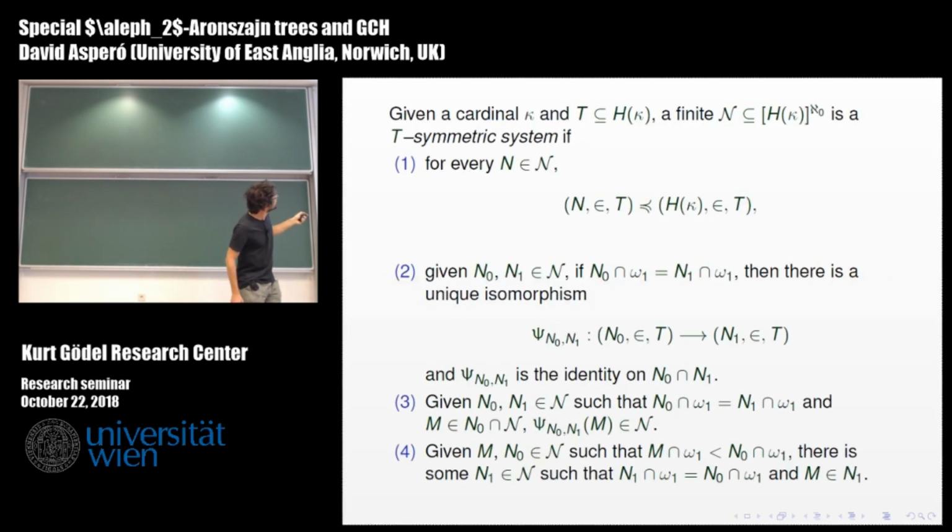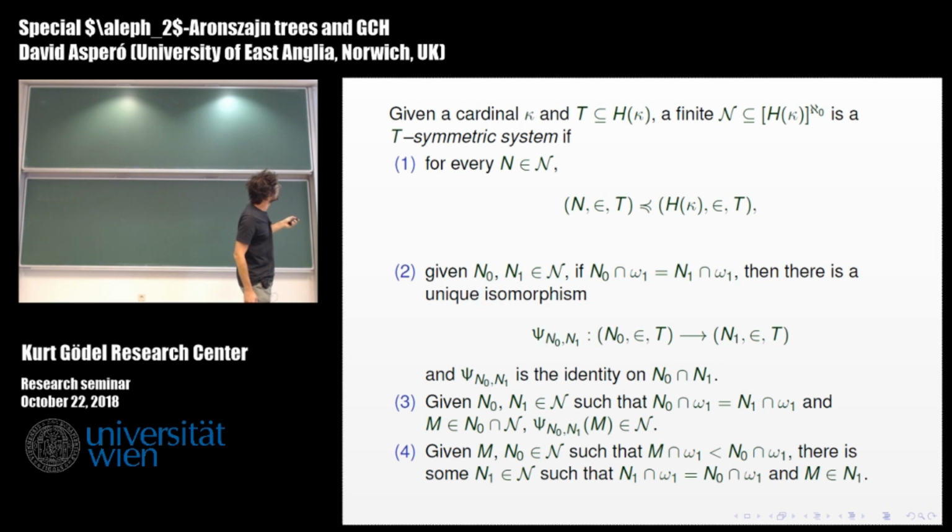So, a symmetric system is the following thing. You fix a cardinal kappa, could be anything, and T as a predicate on H kappa. Then a finite collection of countable subsets of H kappa is a T-symmetric system if, well, every N in the collection is an elementary substructure of H kappa with this predicate. So T, think of T as some sort of truth predicate.